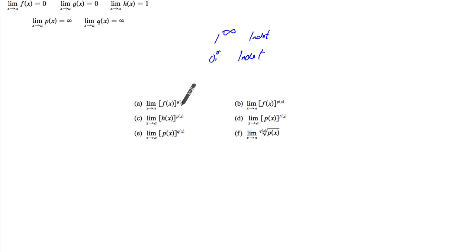So f and g, so 0 to the power of 0, this is an indeterminate form. H, it's 1 to the power of p, that's an indeterminate form. It's in this category. P and q, this is not an indeterminate form. That gets just really large. Right, this is 0 to the power of p, so that's 0 to the power of infinity. Small number to the power of infinity is just going to get really small. It's going to approach 0.